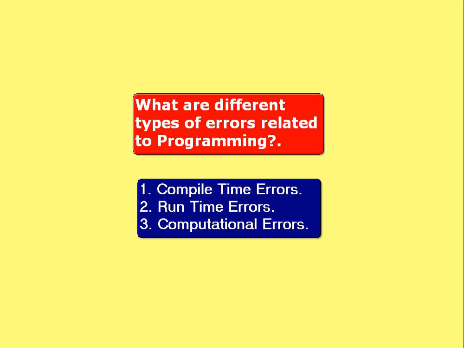We will get the following types of errors while we are carrying out programming. One is compile time errors. They are also called syntactical errors or language-wise errors. Two, runtime errors. They are also called bugs. Three, computational errors.